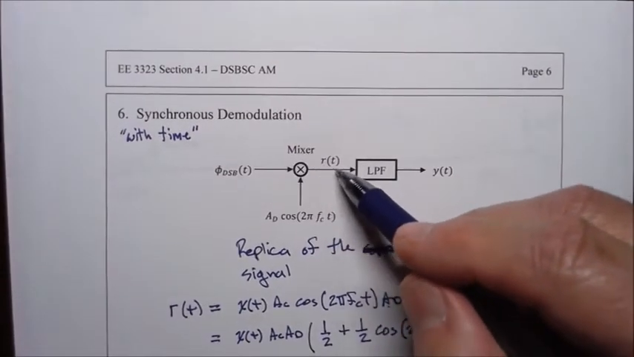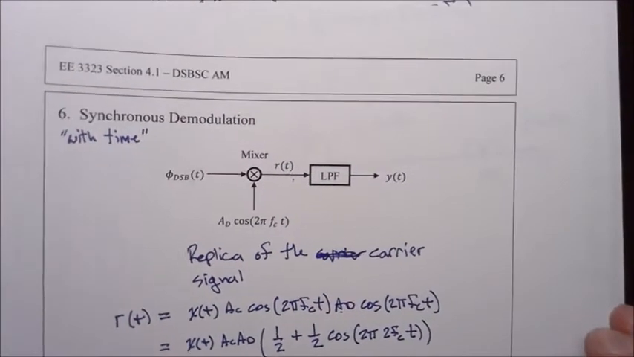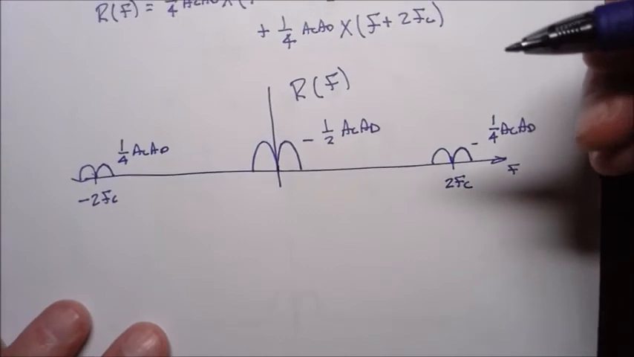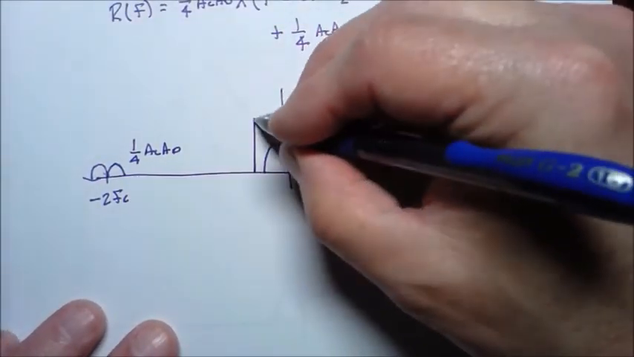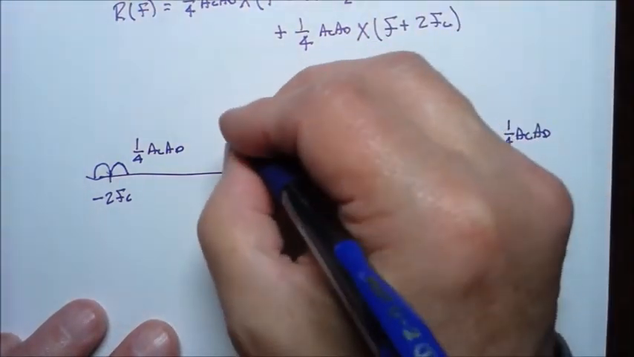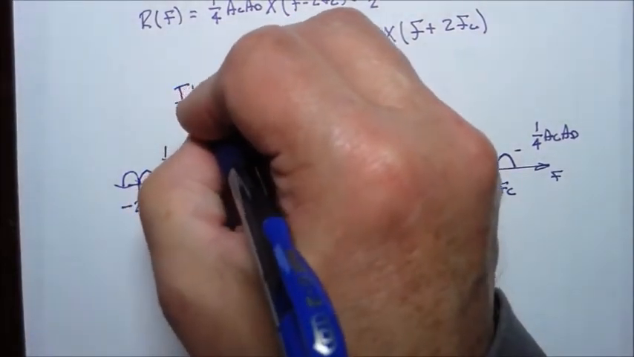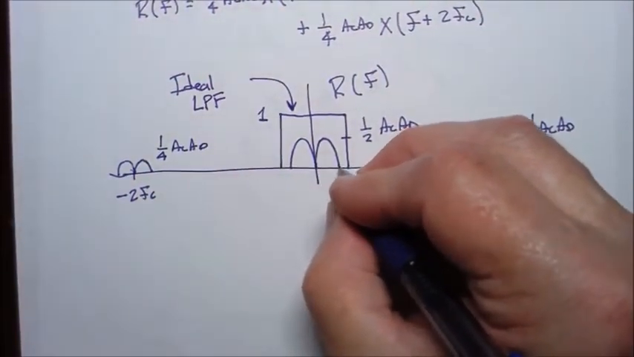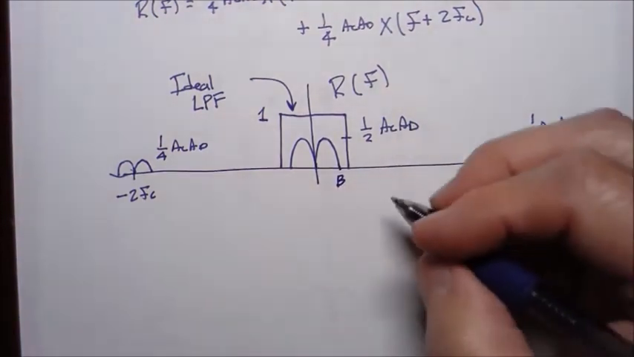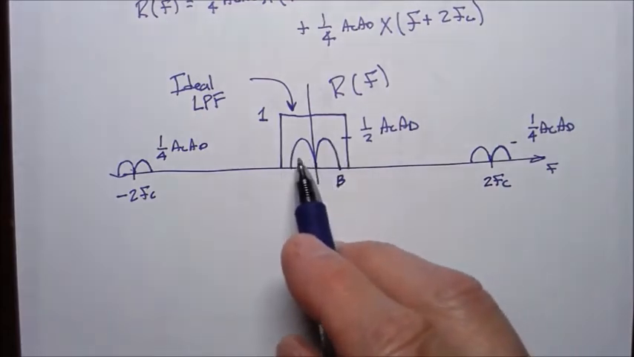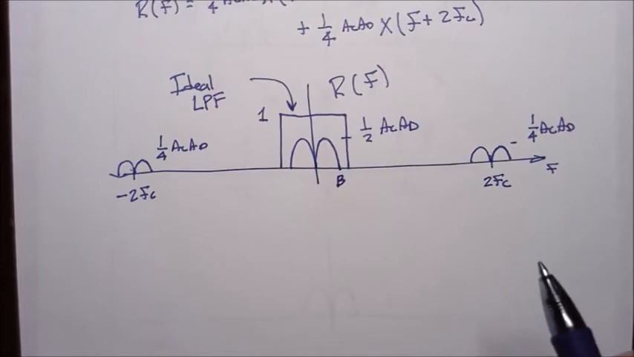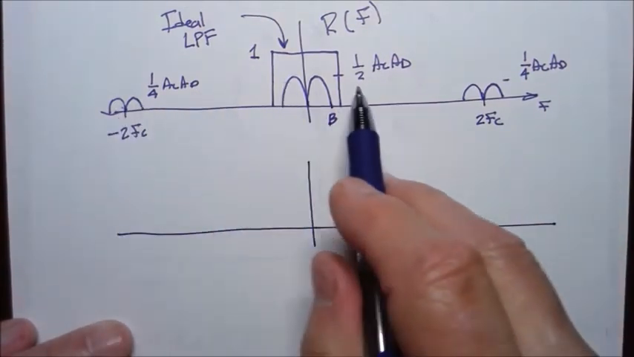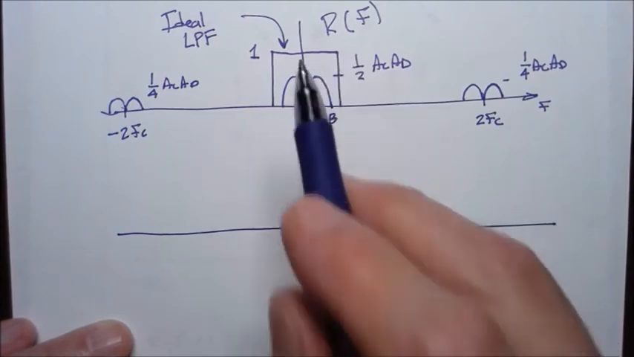Now we take this signal and we pass it through a low-pass filter. And the low-pass filter, just to make life simple, let's use an ideal low-pass filter. Here is the transfer function for the ideal low-pass filter. It would have a gain of 1. And the original message signal has a bandwidth of B, so it has a bandwidth sufficient to pass the original message signal. What will come out of the low-pass filter will be the product of the spectrum of the input signal times the transfer function for the low-pass filter.